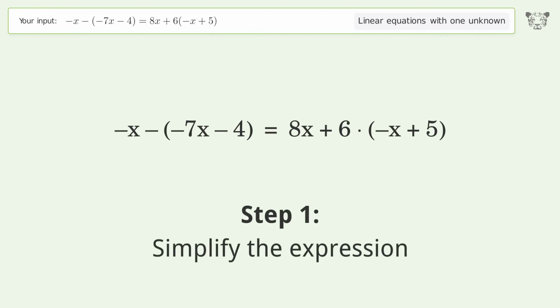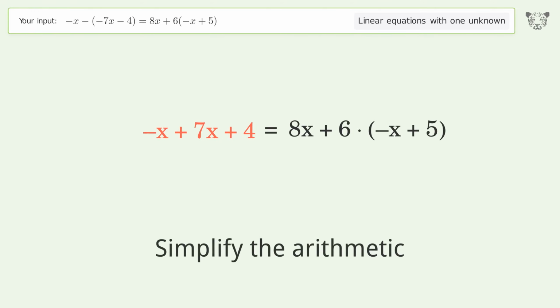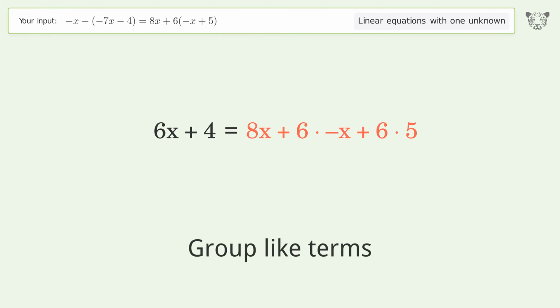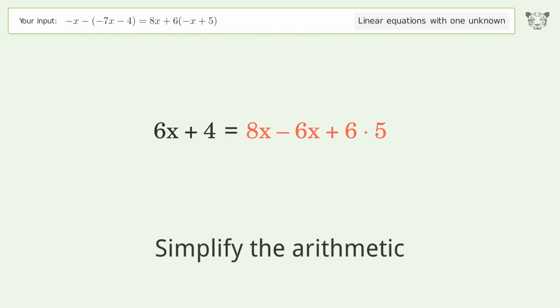Simplify the expression. Expand the parentheses. Simplify the arithmetic. Expand the parentheses. Group like terms. Multiply the coefficients. Simplify the arithmetic.